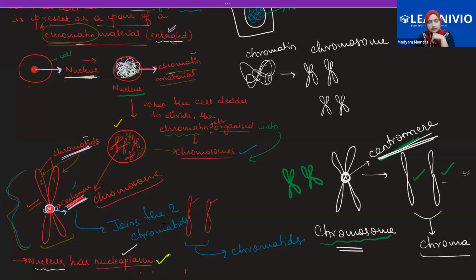Okay, what are nuclear pores? Nuclear pores are present on the nuclear membrane for certain materials to transfer in and out. Not genetic material. Genetic material doesn't go in and out through that. Okay, very good.